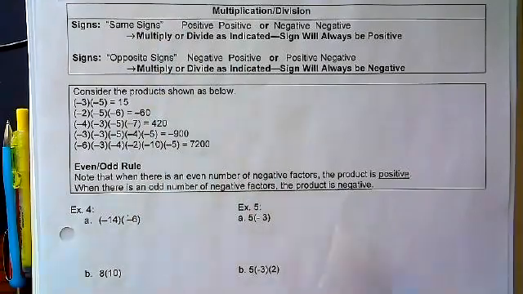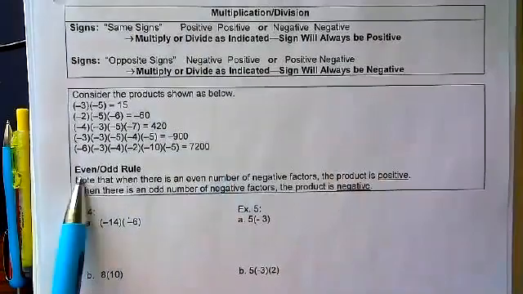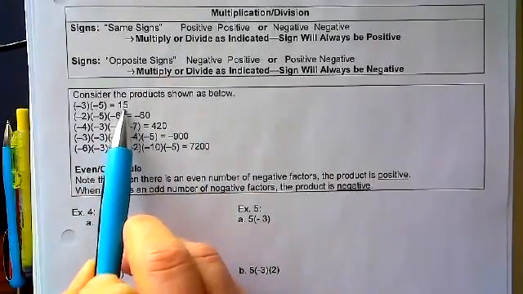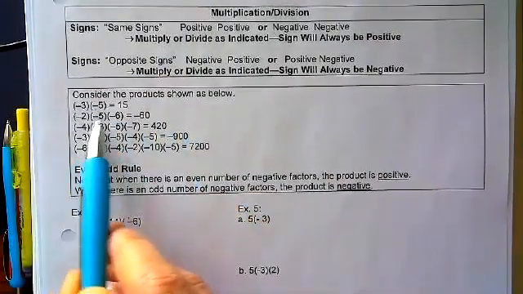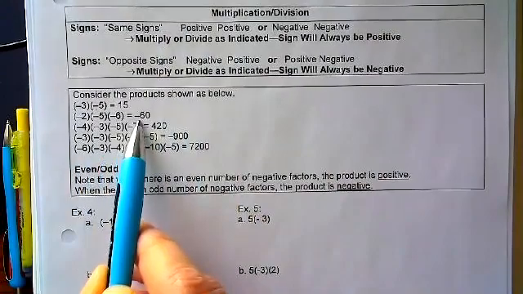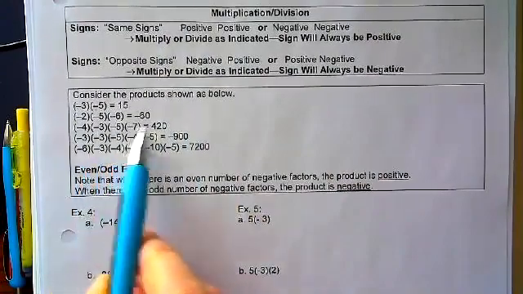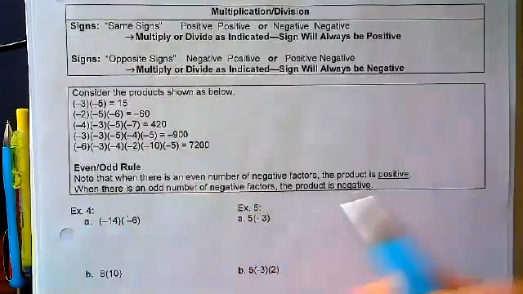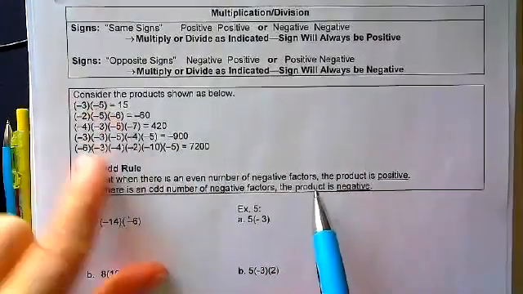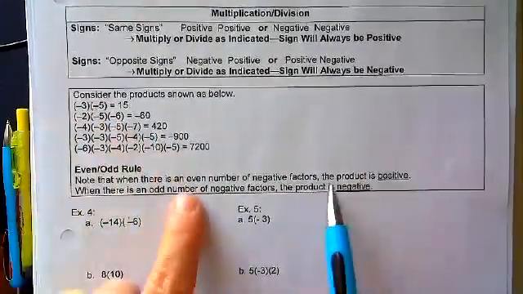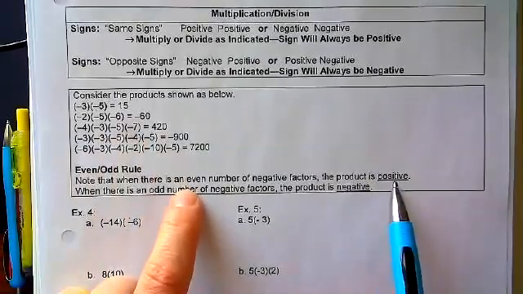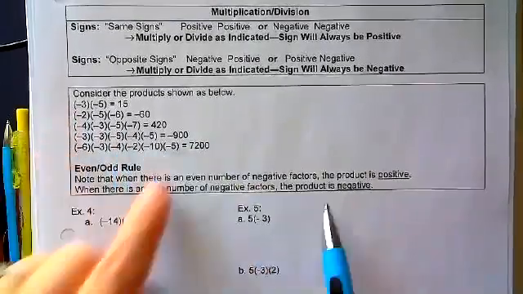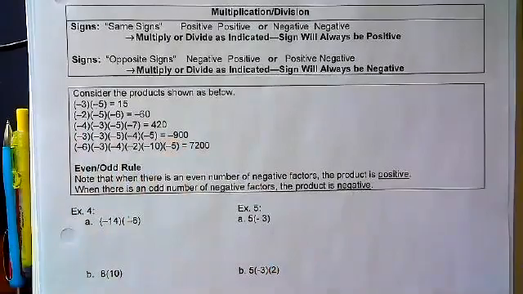Something to consider though, with those rules, same signs and opposite signs, you might want to start thinking a little bit about odd and even exponents. The odd and even rule. If you notice, we have 2 negatives here. That means your answer will be positive. If I have 3 negatives, your answer will be negative. If we have 4 negatives, our answer will be positive. So what that's meaning is, it says note that when there's an even number of negative factors, like 2 or 4 of them or 6 of them, the product, which is your answer, is always positive. If there are an odd number of negatives, like 3 of them or 5 of them, the product or the answer will always be negative.